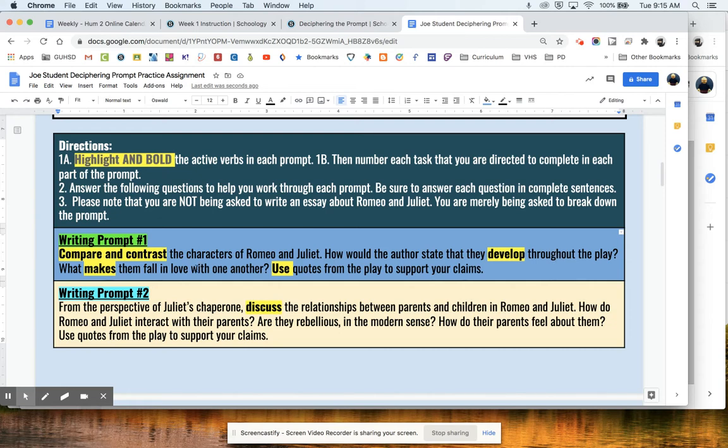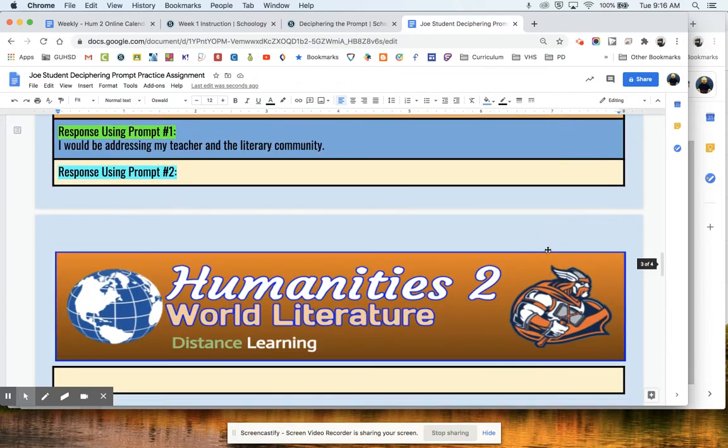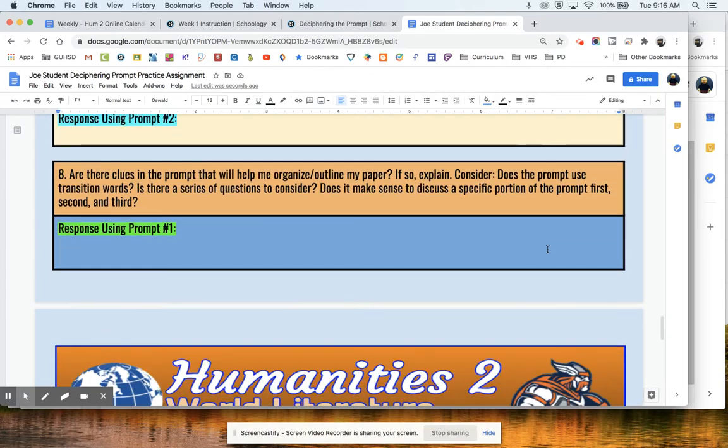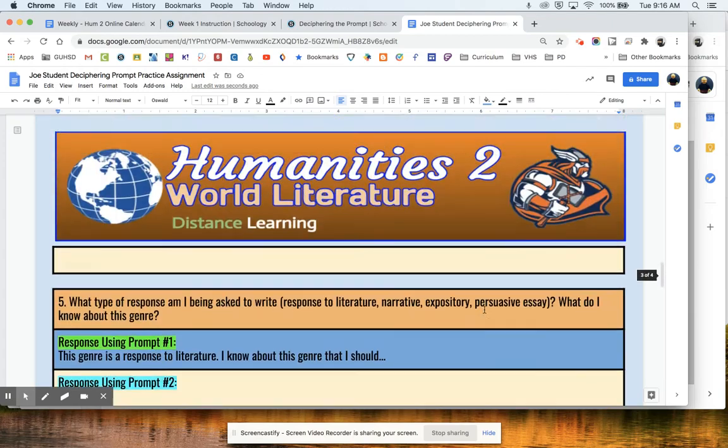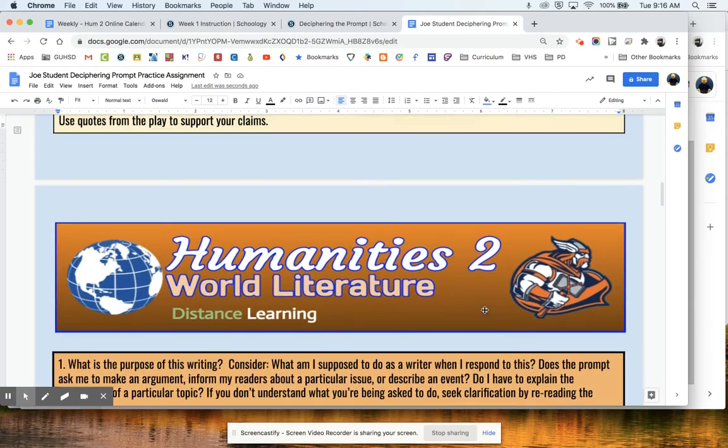But it should be said that you may realize that the second question needs to come first. So maybe this would be your first body paragraph about what makes them fall in love with one another, and then how that love led them to develop. That is up to you, but the guiding questions that follow get you to think about ideas for topics for your paragraphs. So again, that was for question number 8. And that takes us to writing prompt number 2.